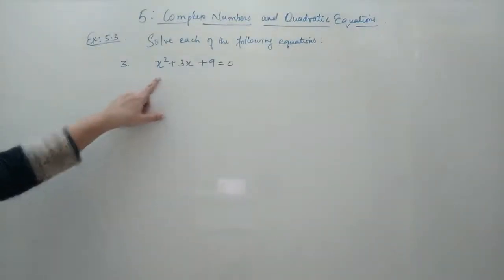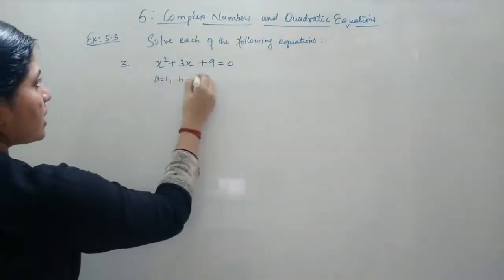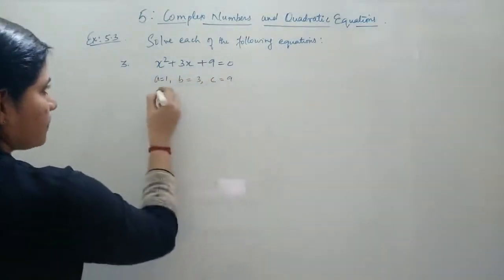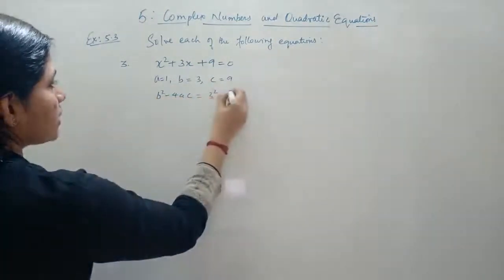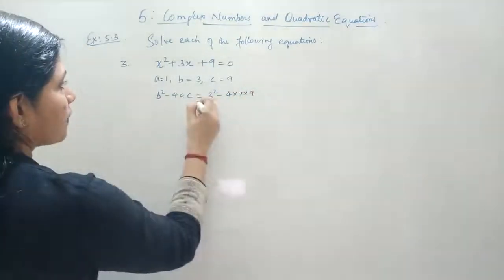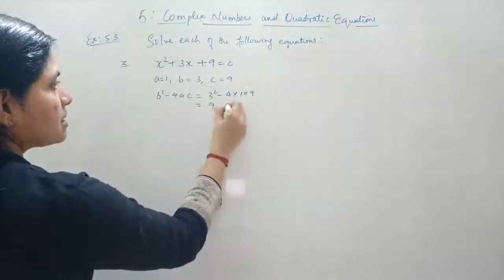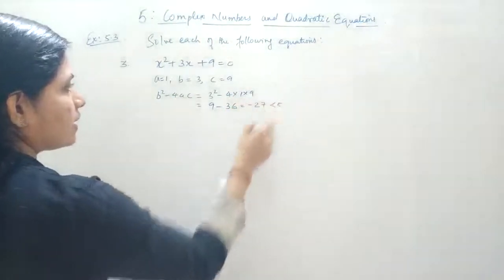Third question is x square plus 3x plus 9 equal to 0. Here you have a as 1, b as 3, c as 9. So your b square minus 4ac will give you 3 square minus 4 into a into c. So you are having 9 minus 36, which will give you minus 27, again less than 0.